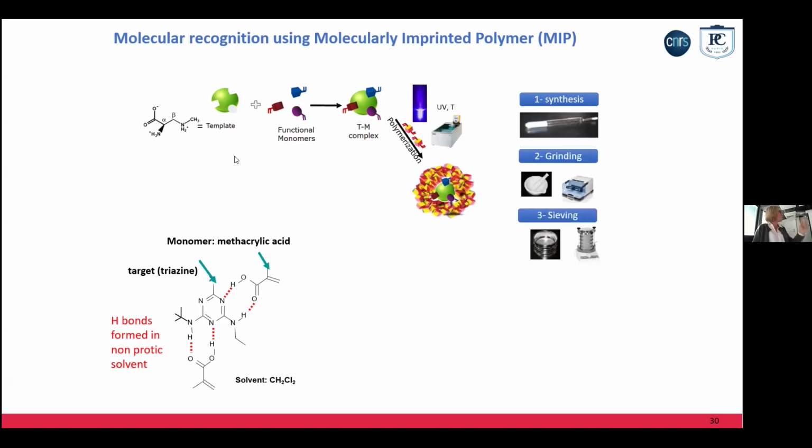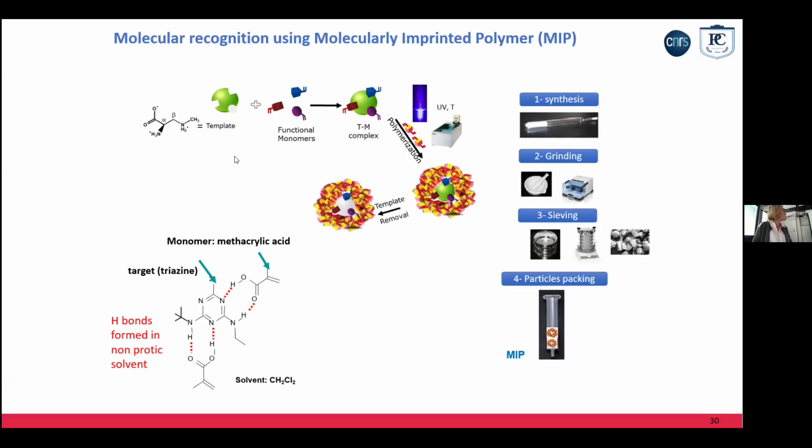So I will obtain a monolith, I have to grind it, to sieve the particles, to pack the particles in a cartridge, and then to wash with solvent after the synthesis, to remove the target molecule, then to use my solvent to load the sample. It's the last step, to reuse my sorbent.